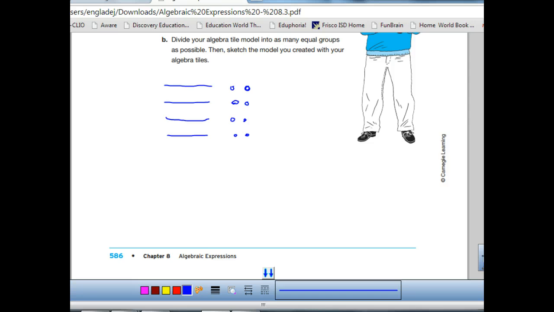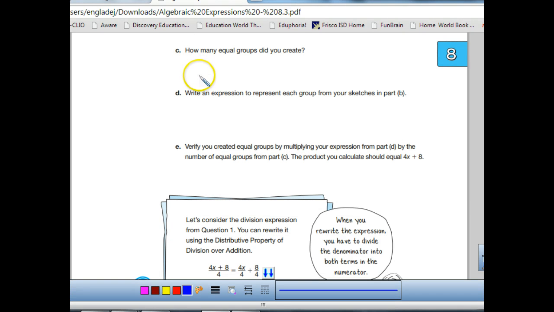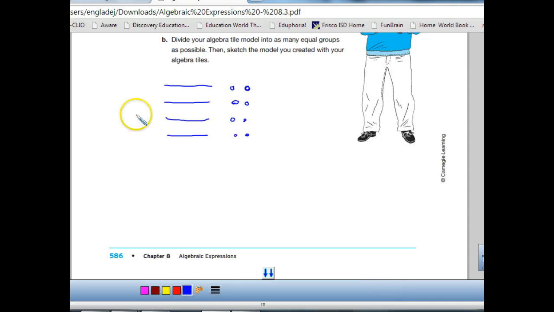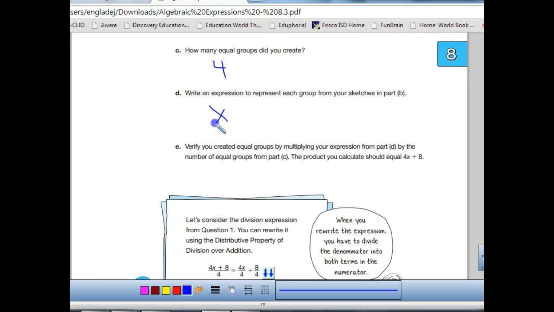So the next part, C, says, how many equal groups did you create? Go ahead and write down how many equal groups you created. And hopefully you said 4. Then write an expression to represent each group from your sketches in part B. So what they mean is, what does one of these groups represent? Hopefully you said it represents x plus 2, right?